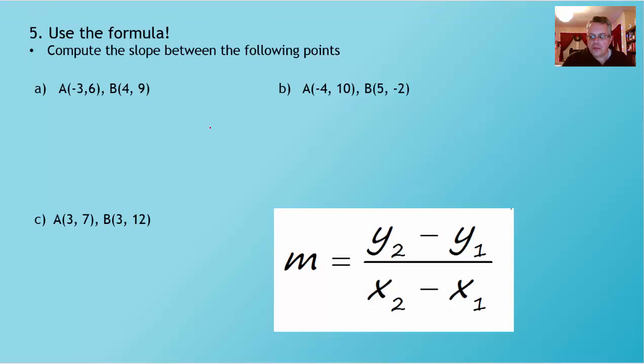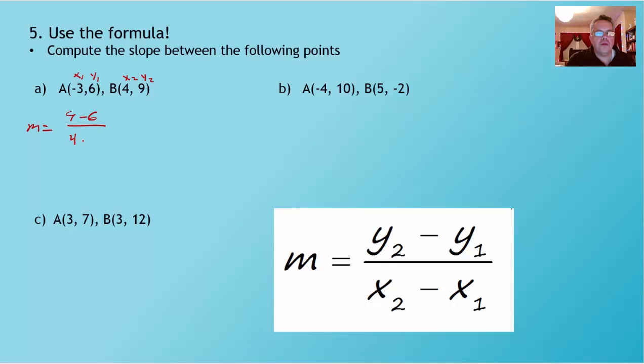Okay, so we got to subtract the Y coordinates on top, and on the bottom we subtract the X coordinates. X1 and Y1 refer to the coordinates of the first point, and X2 and Y2 tell me that those coordinates came from the second point. Okay, so now we just follow along. To compute the slope, we got to do Y2 minus Y1 divided by X2 minus X1.